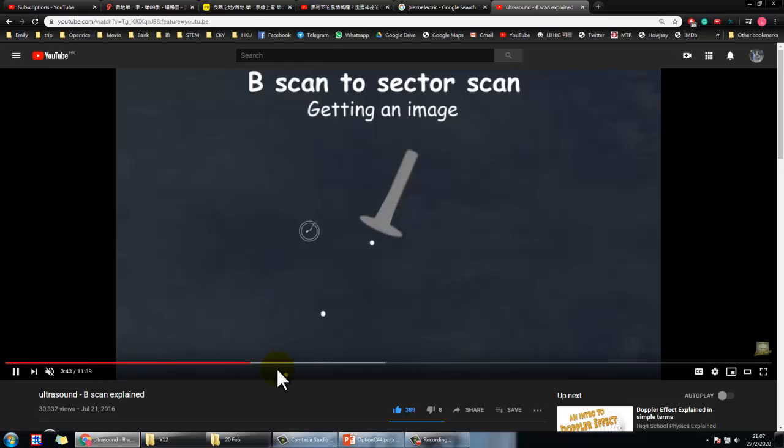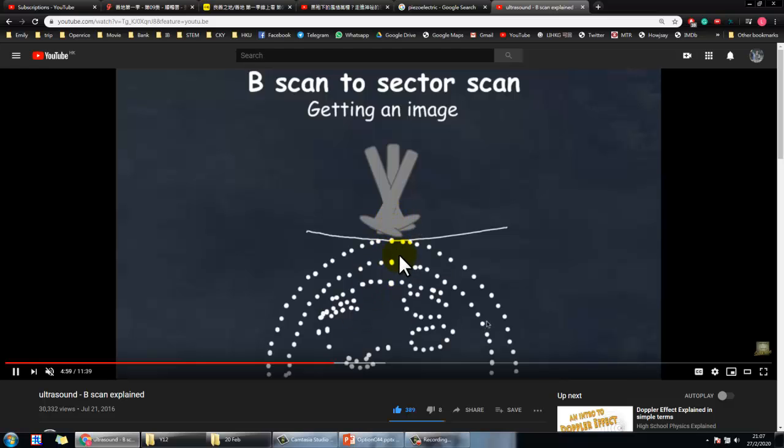So try to pause the video and take a look at this video, and it will explain to you quite well. And I pretty much like this part, not really animation, but this guy tried to draw how it actually works. B scan is actually formed by many of the A scans, and in that case you can form a proper image. Okay, so pause the video now and take a look at that video.